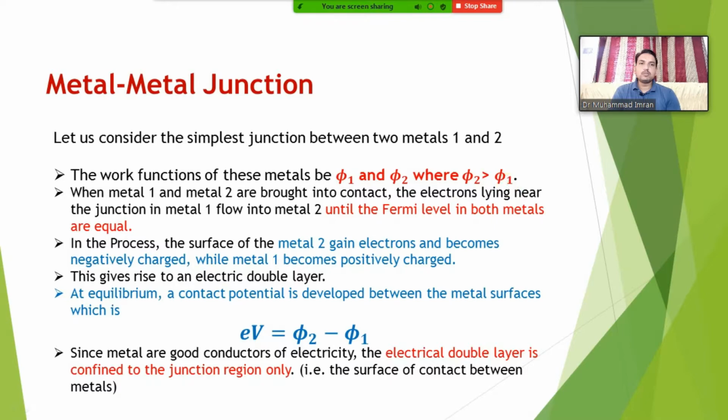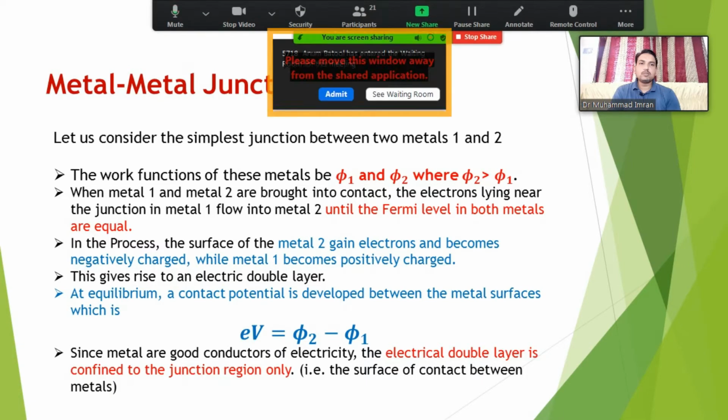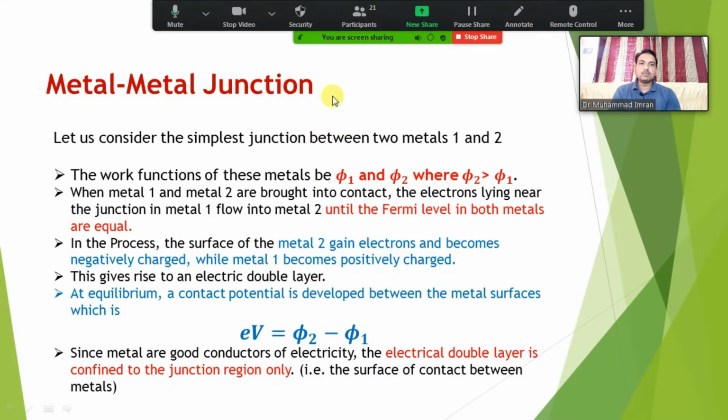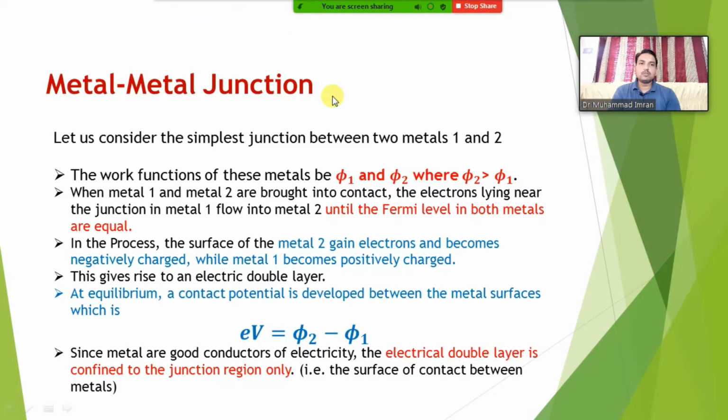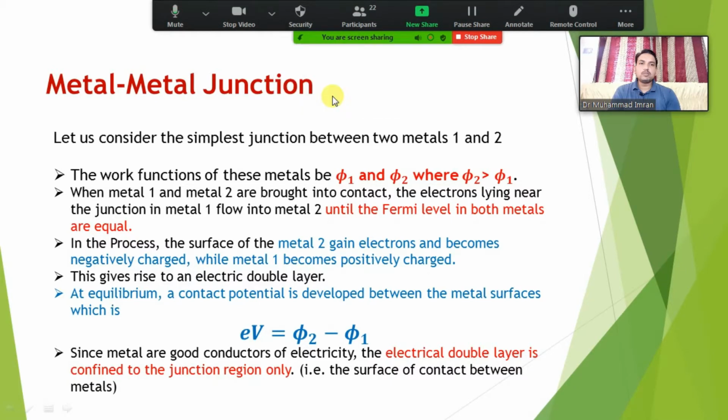the first metal. To understand the characteristics of a metal-metal junction, we assume that we have two metals having work function phi 1 and phi 2 such that the work function of the second metal is greater than that of the first metal. So what happens when these two metals are brought in contact? You have two metals with different work functions. It means they have different Fermi levels. The Fermi level is higher for the lower work function and lower for the higher work function.